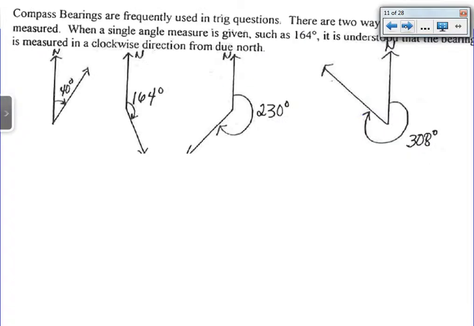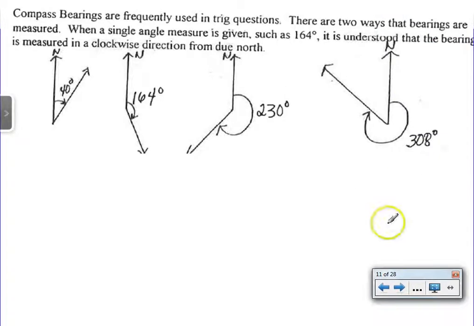Okay, back to the idea of bearings. Sometimes if they don't specify, north 32 degrees east, they're going to assume that we always go off of a north line. So if you notice that your bearing is a value that is greater than 90 degrees, or if it doesn't specify east or west, you always go off of north and you travel in a clockwise direction. So these are some examples of what bearings would look like in that notation. 40 degrees, 164 degrees, 230 degrees, and 308 degrees.